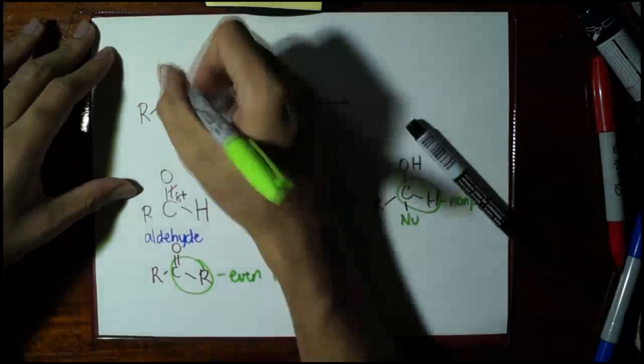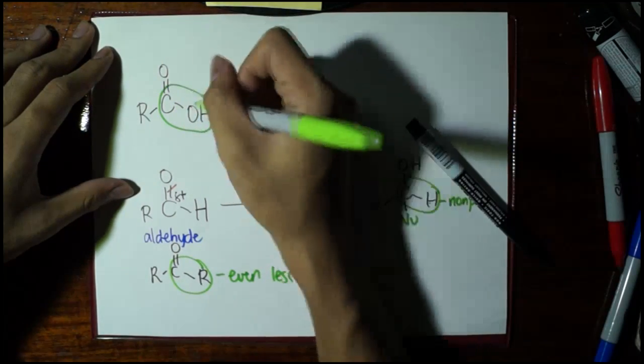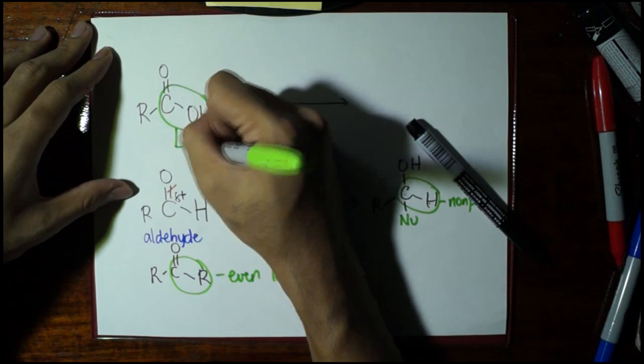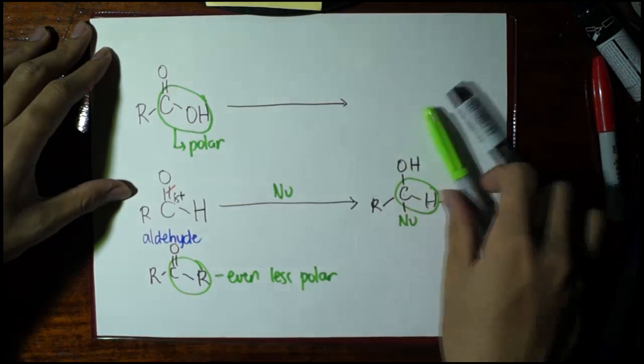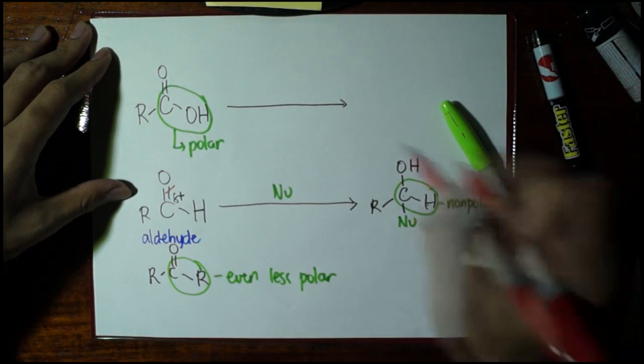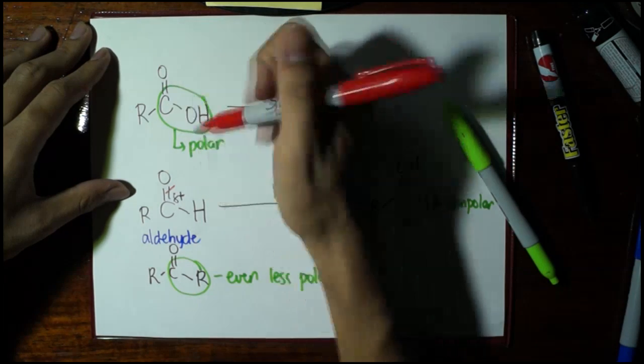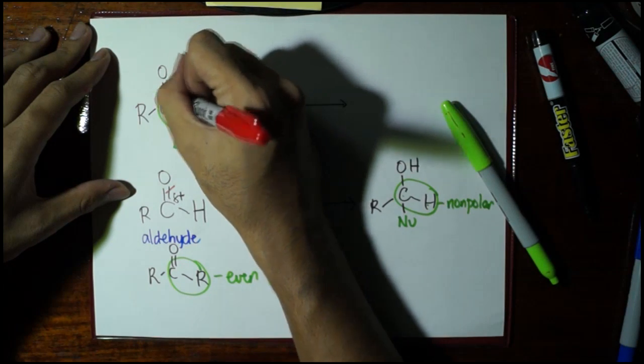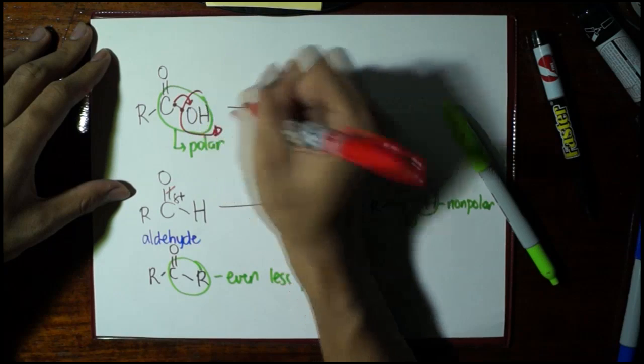But look at this, C to O bond, this is polar. What now if it's polar? Meaning that the OH could actually take away these electrons and act as a leaving group.